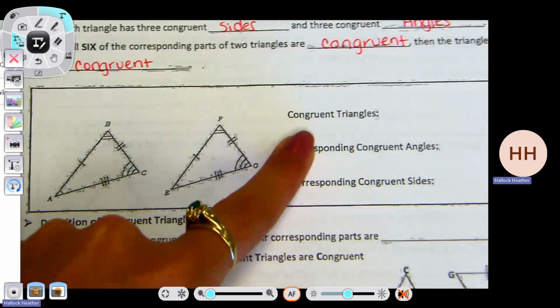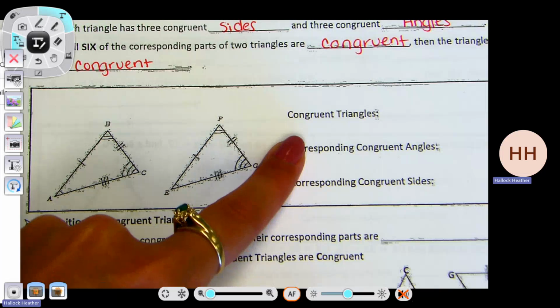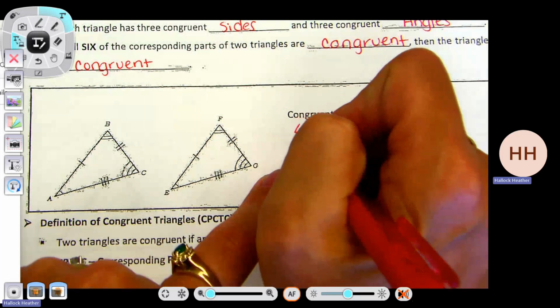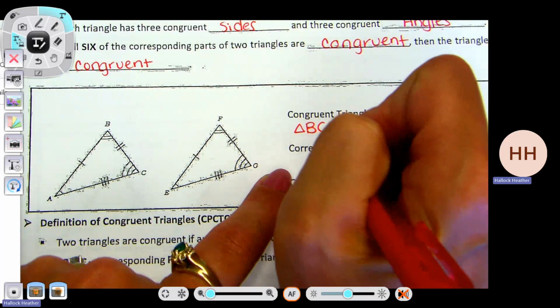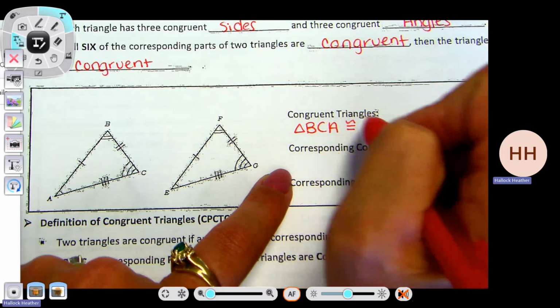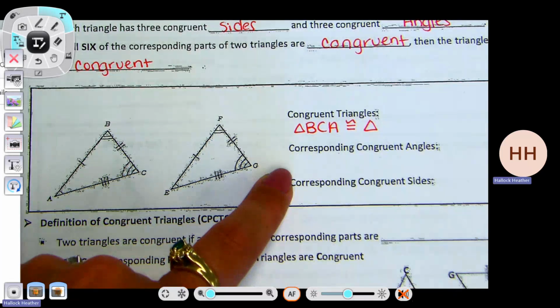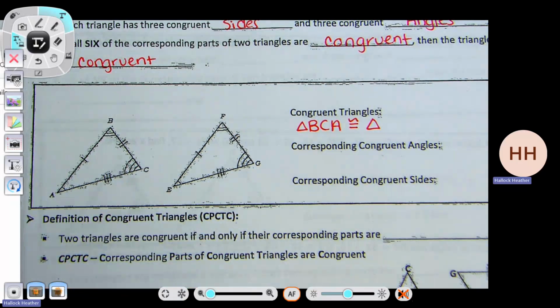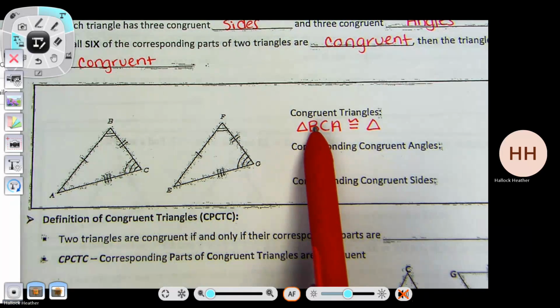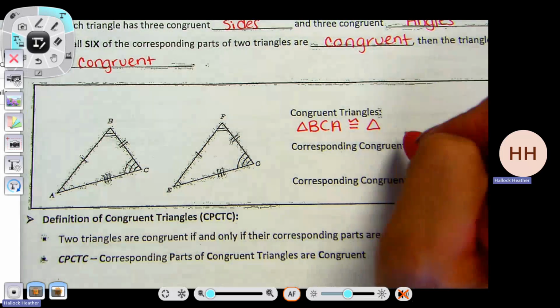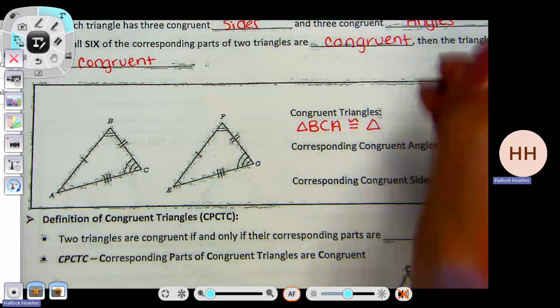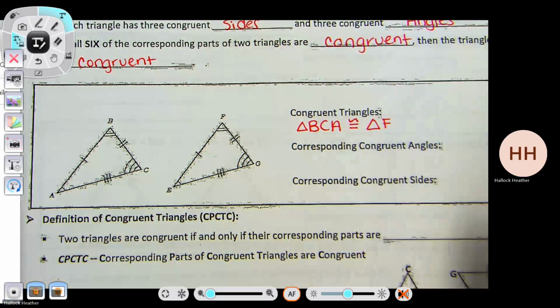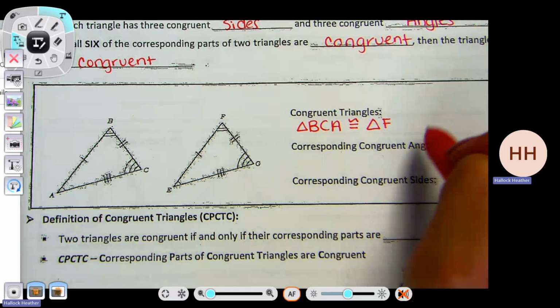Okay, so congruent triangles, you can write this a bunch of different ways. We're going to write it one way. If I say triangle BCA, there is a specific letter that matches with each one of these. It's not ABC. It is F. G-E.